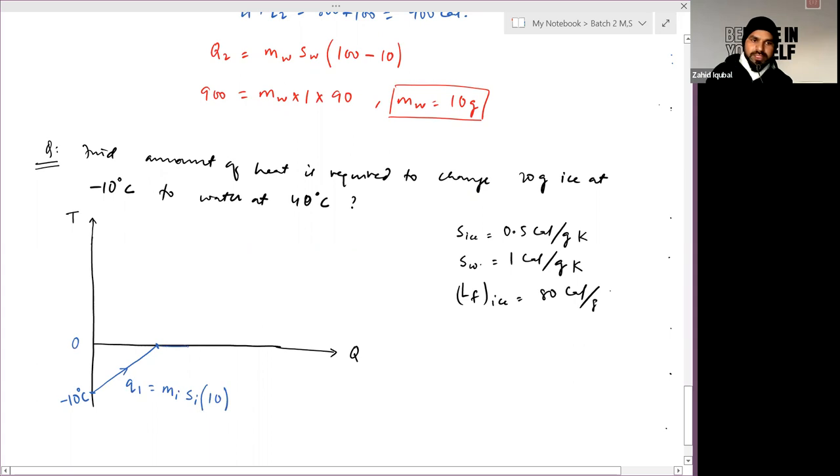Further, on heating, it will change its state from ice to water. Let's say this is Q2. This must equal the latent heat of fusion: mass of ice times the latent heat of fusion constant. On further heating to reach 40 degrees Celsius, it will be termed as specific heat, Q3: mass, now that it has converted into water, the specific heat capacity of water, and change in temperature 40 minus 0. Put in the value of each term, simplify these three terms, and add them together.